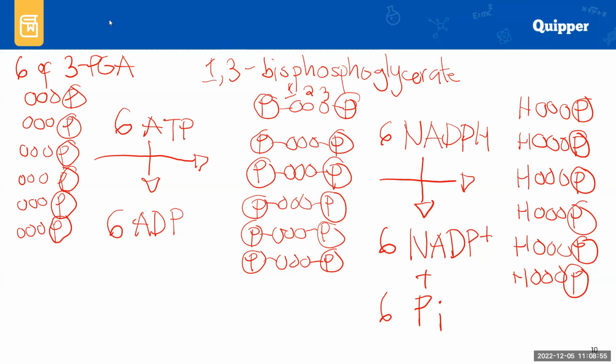glyceraldehyde 3-phosphate. No, sa muna akong camera. Yan. Saan mo ito siya lagay? Dito na lang sa taas.